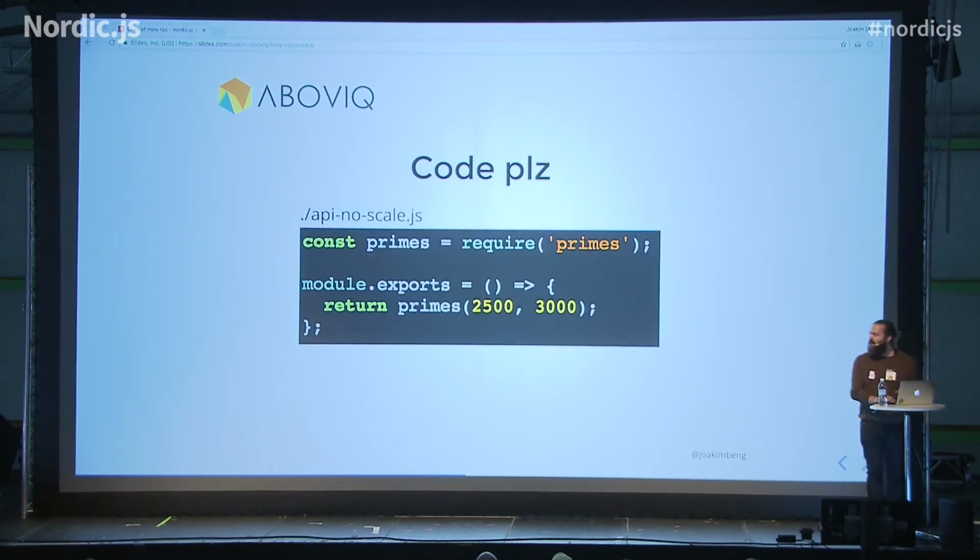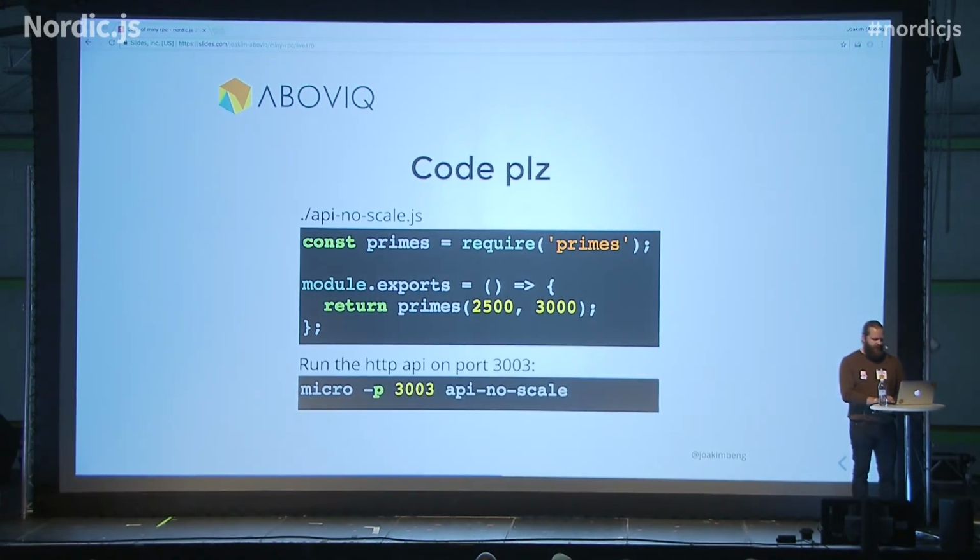And this is how the API looks, the ordinary, not scaled version. Just require primes and generate primes between 2005 and 3000. And we run the API on port 3003 with Micro.